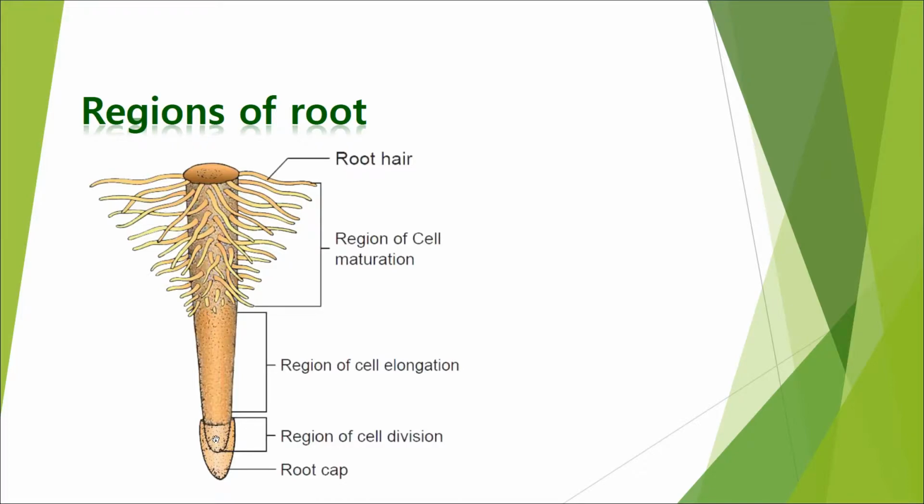What is the function of the region of cell division? The region of cell division is the growing region, and it helps in the growth of the root and increases the length of the root. In the zone of elongation, the cells increase in length and cause enlargement of the root. In the zone of maturation, the cells are differentiated into various tissues like epidermis, cortex, vascular bundles, etc. And they also produce root hairs for the absorption of water and minerals from the soil.